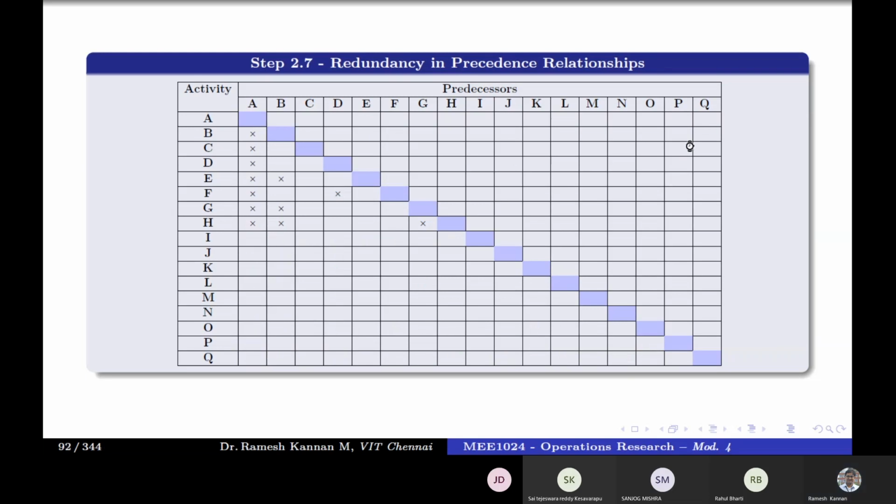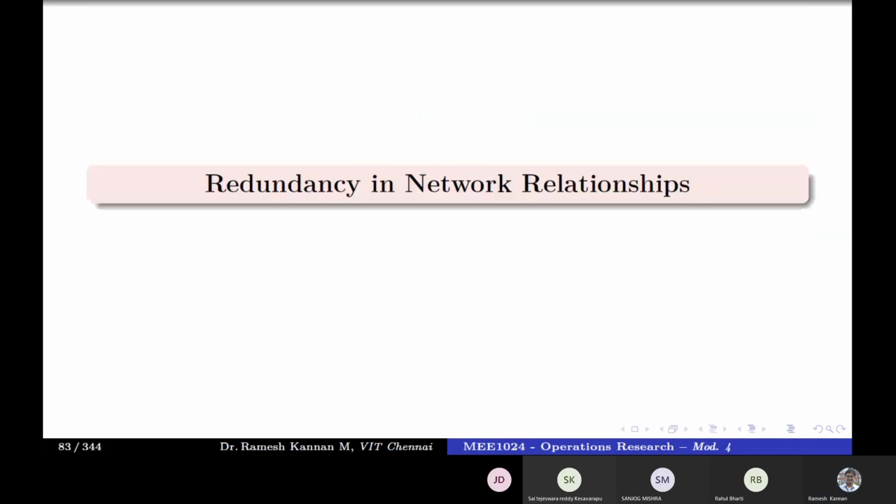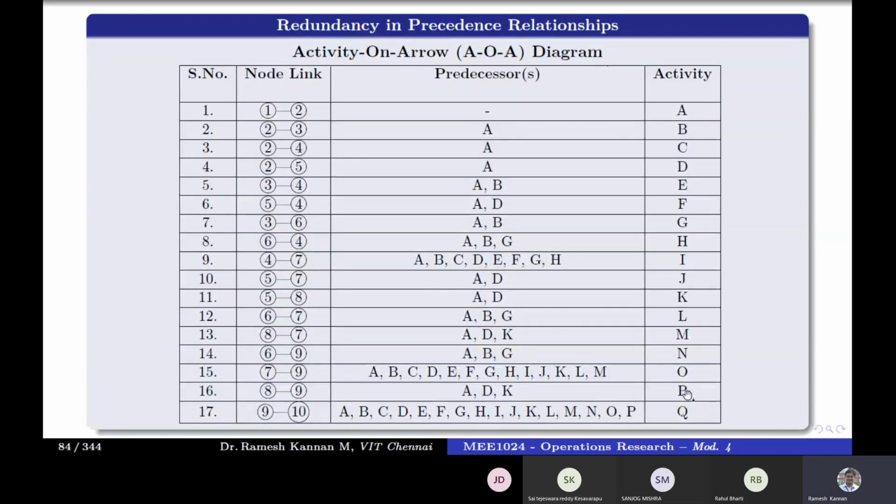So we'll go to the table. What is P? P has A D K as predecessor. The logic is that A D K is a predecessor of P. So in terms of Q, you eliminate ADK by substituting P, because we know that P is a predecessor of Q, and P already has ADK as predecessor, which means that we can eliminate this ADK.